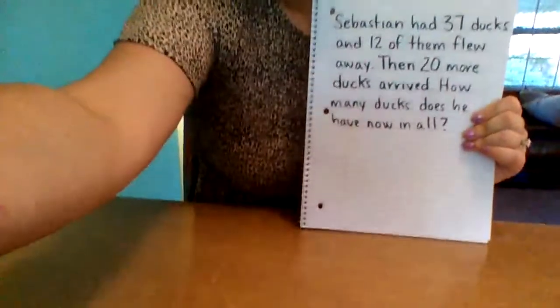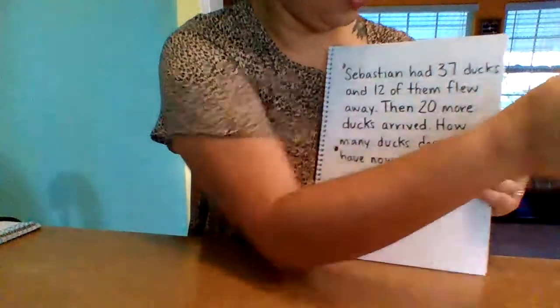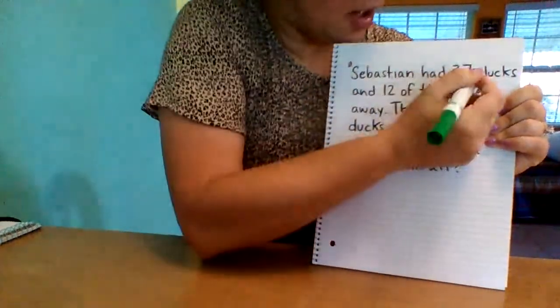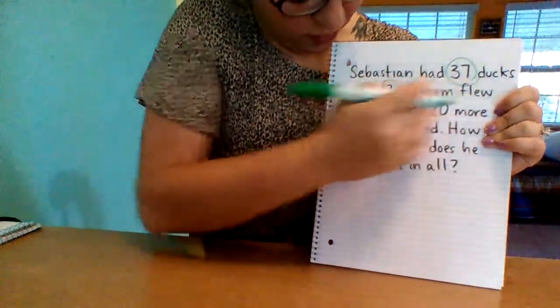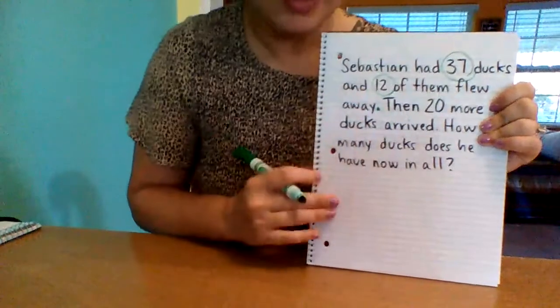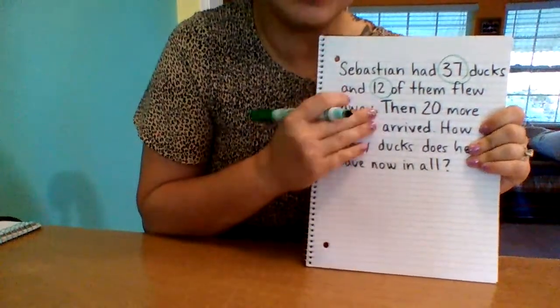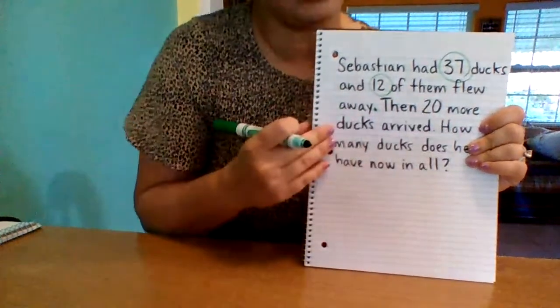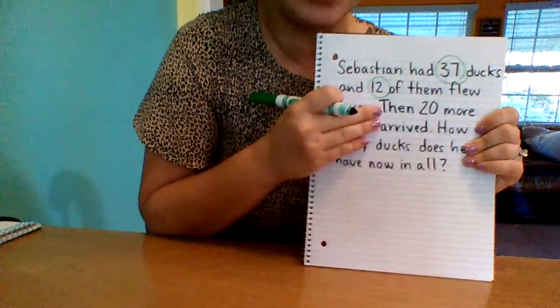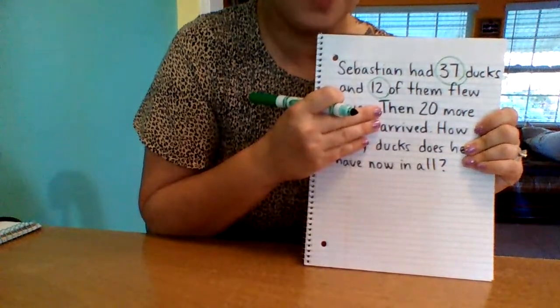Okay, so let's take a look at some example problems now. And I tried to write the problems easy-ish so that they're not too confusing. So Sebastian had 37 ducks and 12 of them flew away, period. Now, I know you remember talking about this with me in class. Stop at the period. Stop and think about what you just read before you run into the next sentence and confuse yourself. Sebastian had 37 ducks and 12 of them flew away.